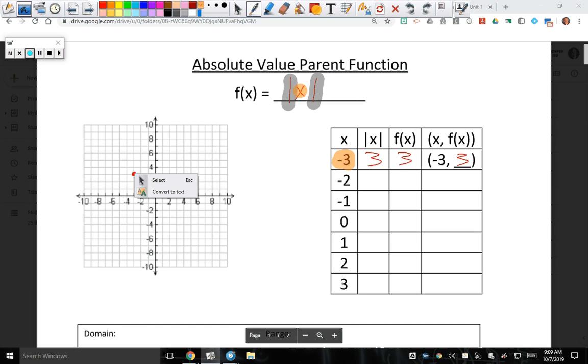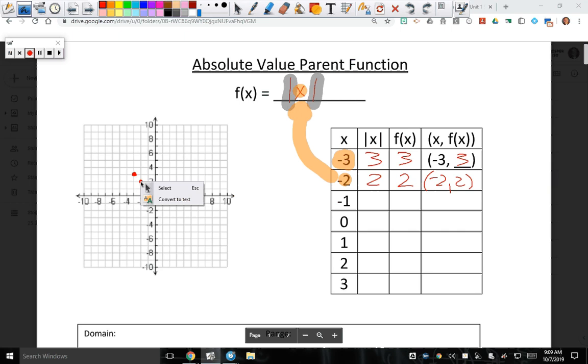Okay? Plugging in this 2 up here where x goes. What do I get, guys? 2. The f of x answer would equal 2. And therefore, my point is what? Negative 2 and 2. We're going to go ahead and start graphing these. So negative 2 and 2.